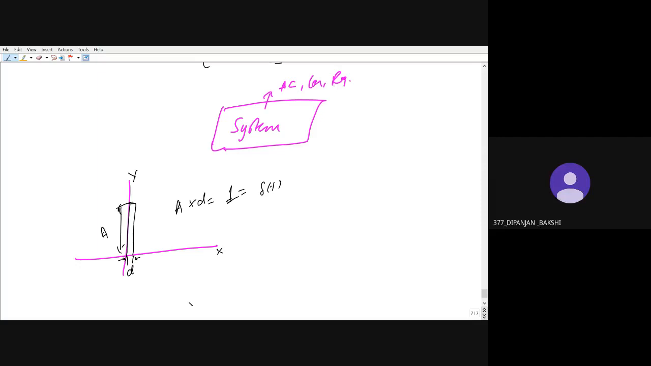Sir, but A is also one, right? Like the magnitude of the impulse signal is one. A is not 1. Excuse me, sir. If the area is equal to 1, so Laplace of delta t is equal to 1, right? Yes. As the area is equal to 1, so delta t is equal to 1.